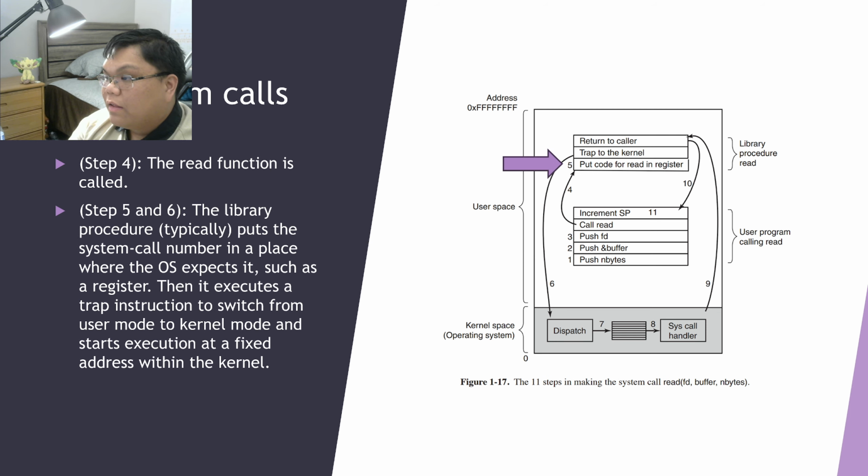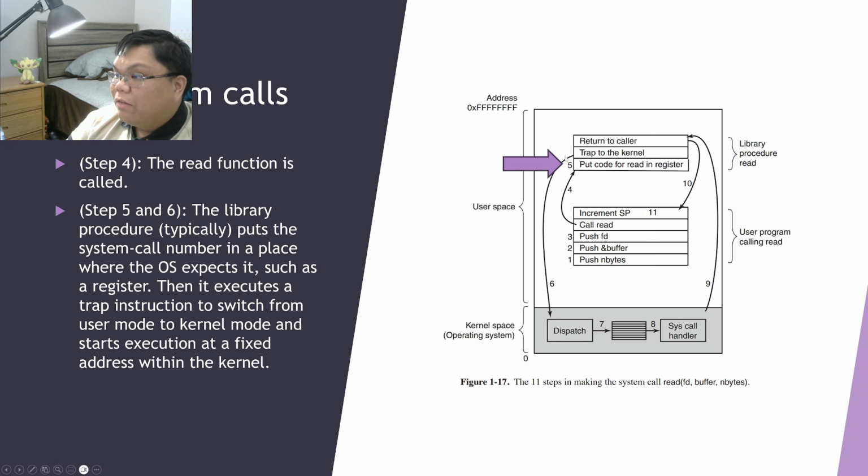Step 4, after we have pushed those 3 parameters, we're going to call the read function. When that happens, we're going to jump to some other part of the user space, and we're going to do step 5. We're going to put the code for read into a register. And then, after that, we go to our next instruction, and that is the trap instruction. We're going to trap to the kernel, and when we do that, we're handing over control to the operating system.